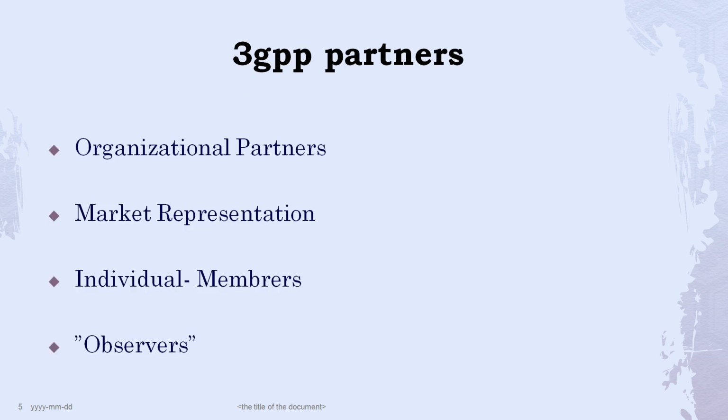So, 3GPP, Third Generation Partnership Project. As I mentioned before, 3GPP consists of different partners. The main partners are the so-called organizational partners, called OPs, and then we have the market representation partners, called MRPs, the third one is called individual members, and the last one is observers.